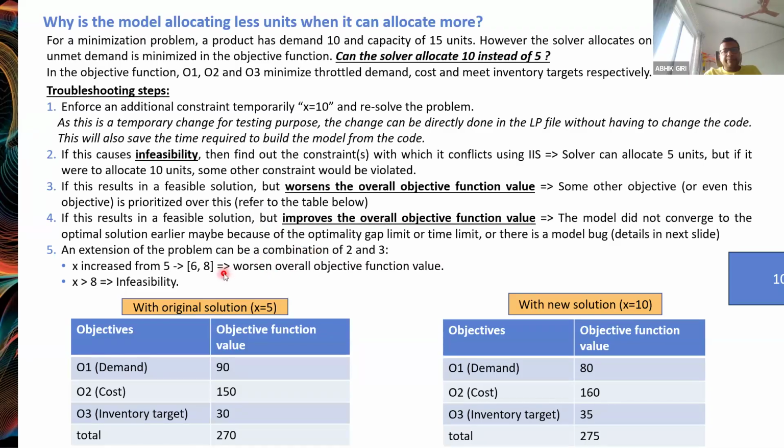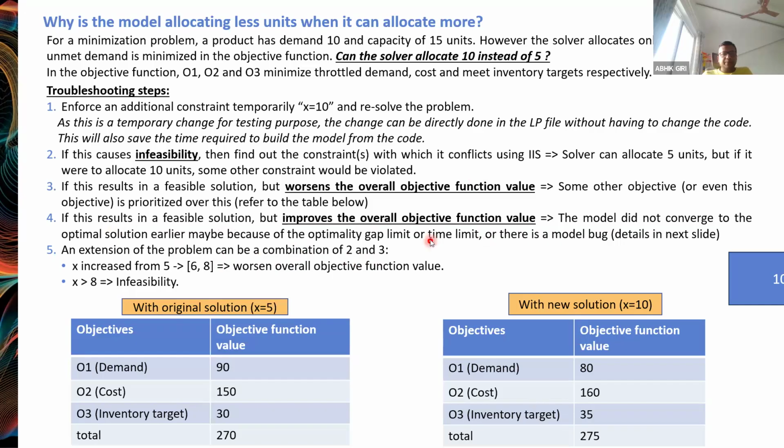An extension of this problem can be a combination of points 2 and 3. That is, it might be a combination of both infeasibility and worsening objective function value. So if you increase x from 5 up to 8, it will worsen the overall objective function value, but beyond 8, it will be infeasible. Now let's go back to point 4 in the next slide.